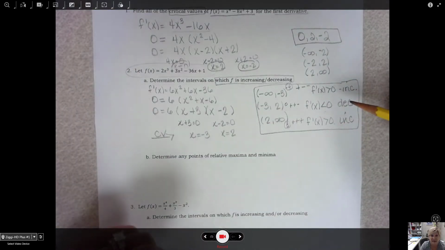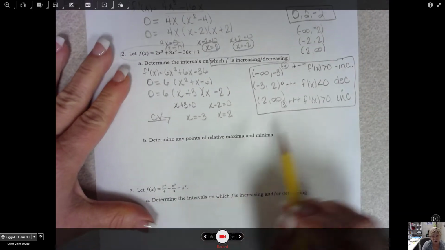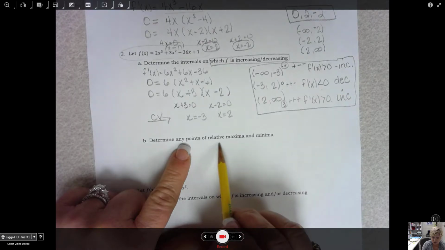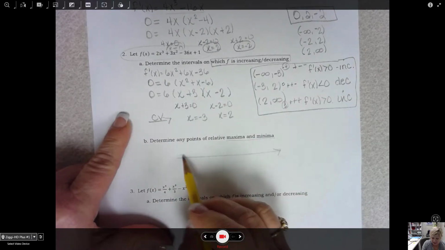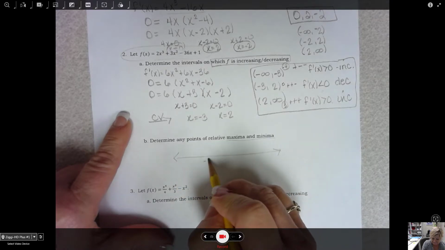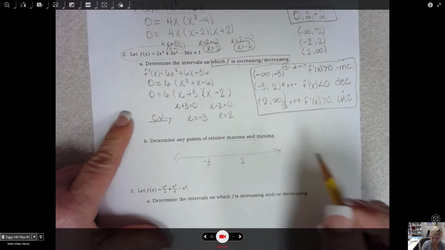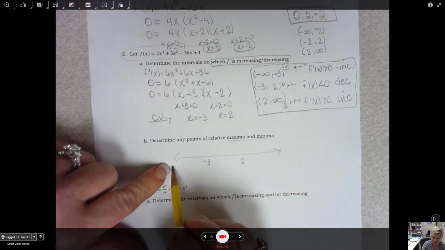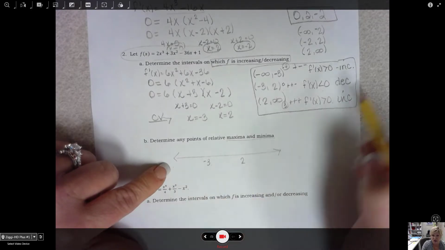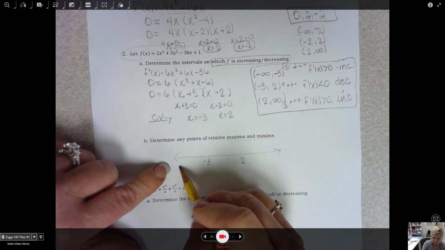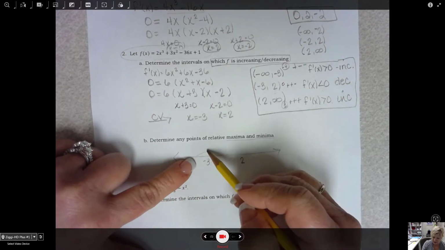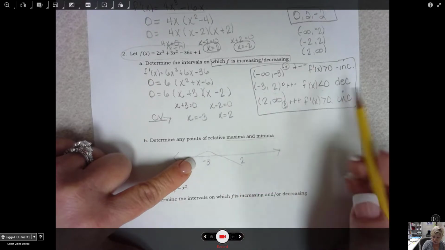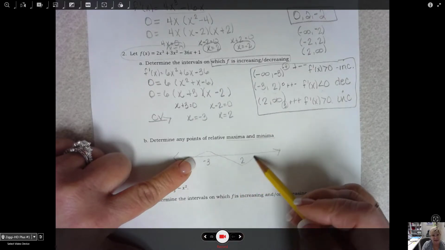So this particular section answers question A. What intervals is f increasing or decreasing? And according to my first derivative test, do I have max and min? If I just break it down into a visual, from negative infinity to negative 3, my function is increasing. I'm going up. From negative 3 to positive 2, my function's decreasing.